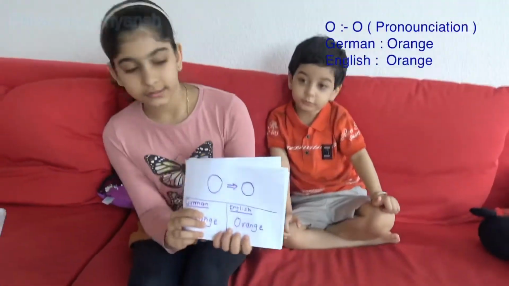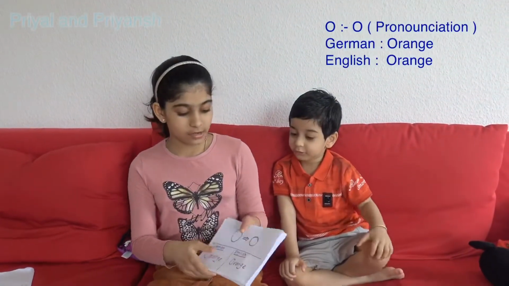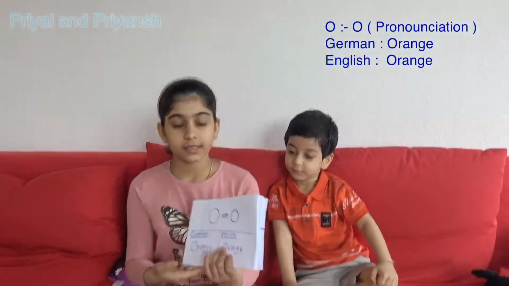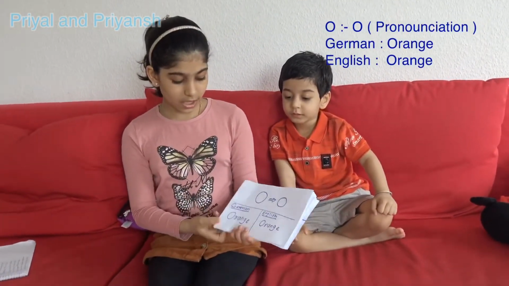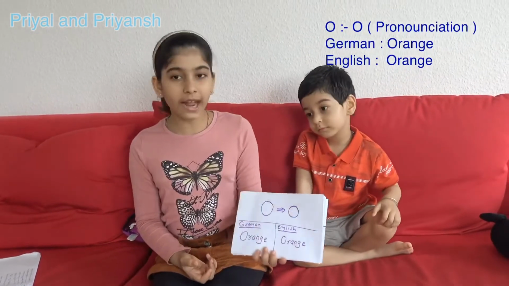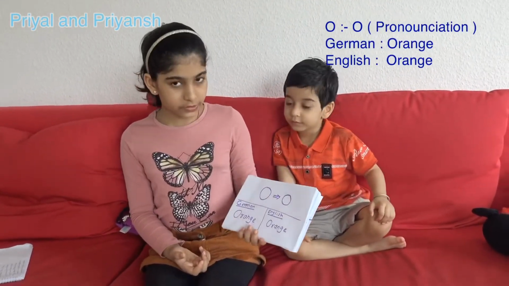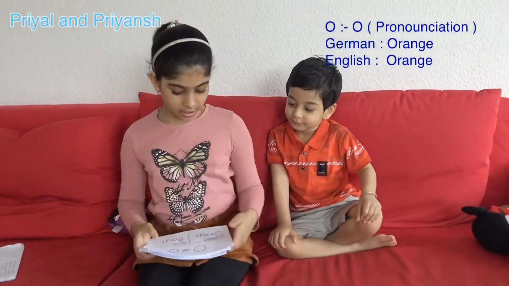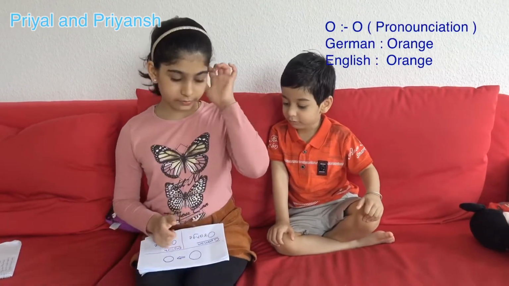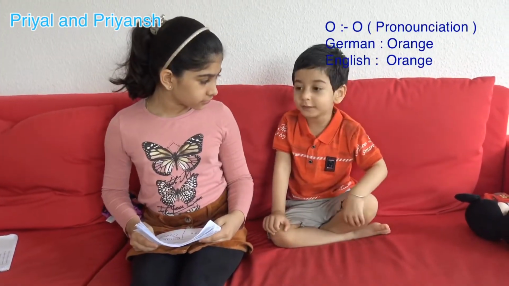Next, we have the letter O. And the pronunciation is the same, O. And in German it's Orange, but in English it's orange. Can you say O? O. And Orange? Orange. You need a lot of practice.